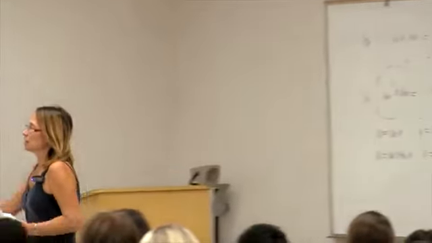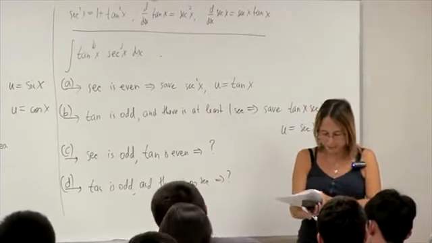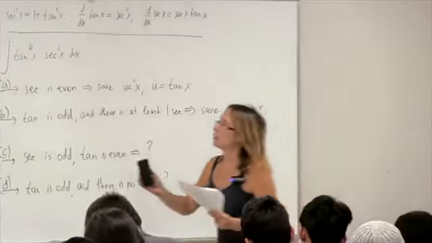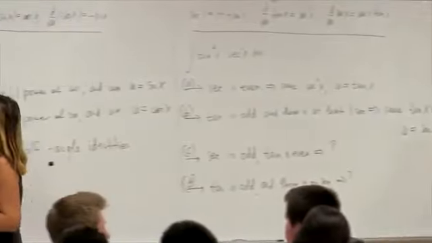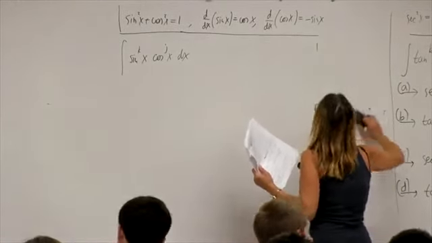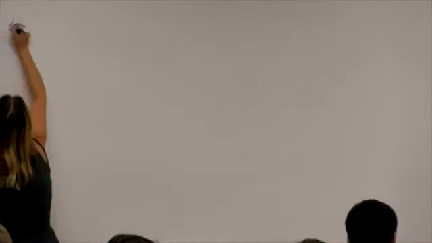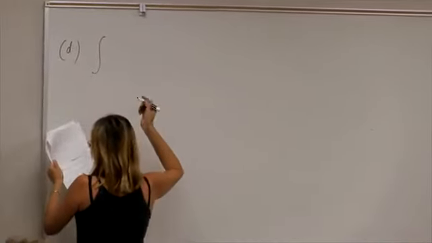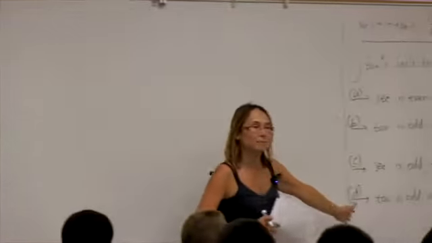Now let's look at case D. Tangent is odd, and there is no secant. So basically, odd powers of tangent. And the first one is really easy. Okay, I'll write here. So, case D, basically any odd power of tangent. What's the simplest integral of type D? Tangent x dx. And that is easy.